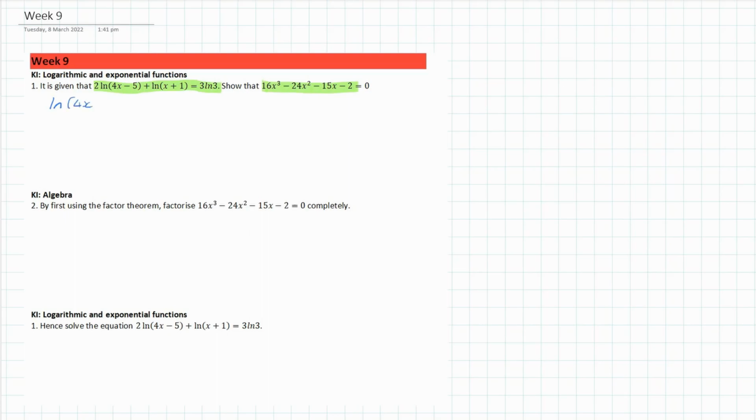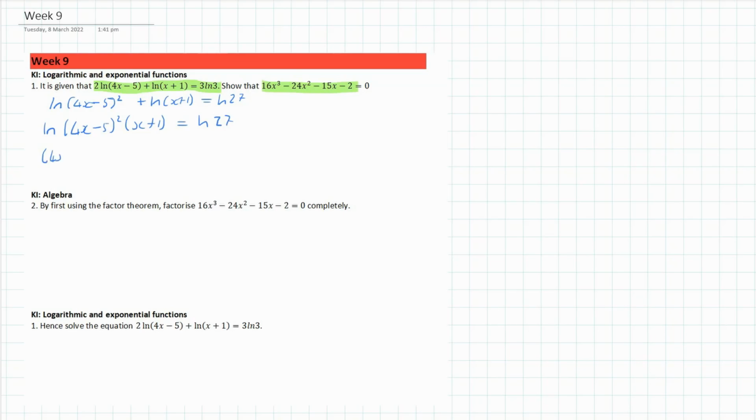So my first step would be perhaps to do that squared, plus ln, it's a bit messy, isn't it? Plus ln(x plus 1) equals ln 3 to the power of 3, or ln 27, using log rules. Next line, using my log rule, I can rewrite this as ln of (4x minus 5) all squared, bracket x plus 1, equals ln 27.